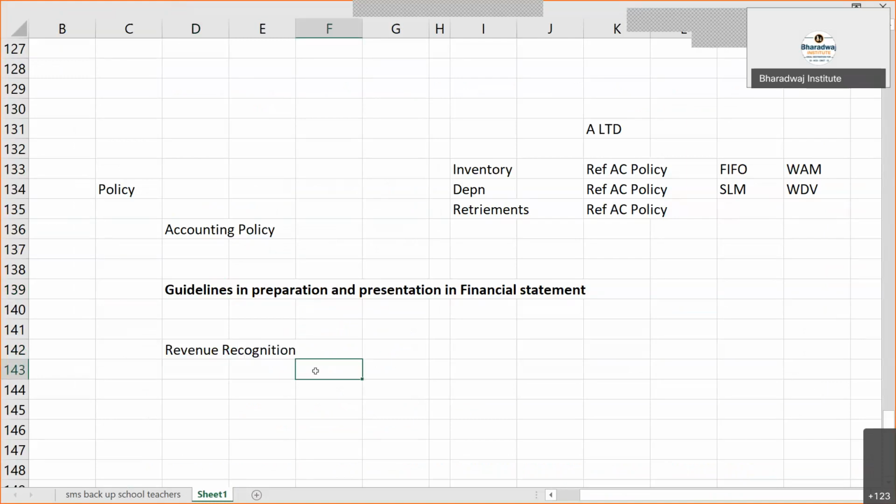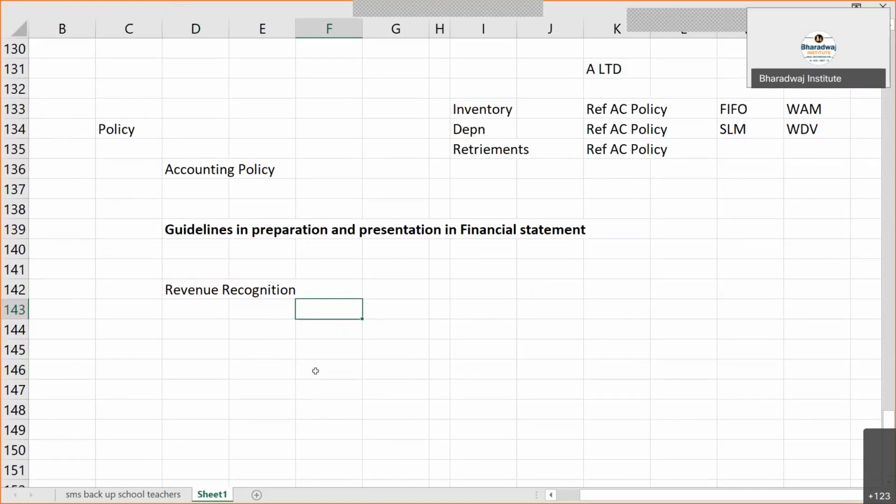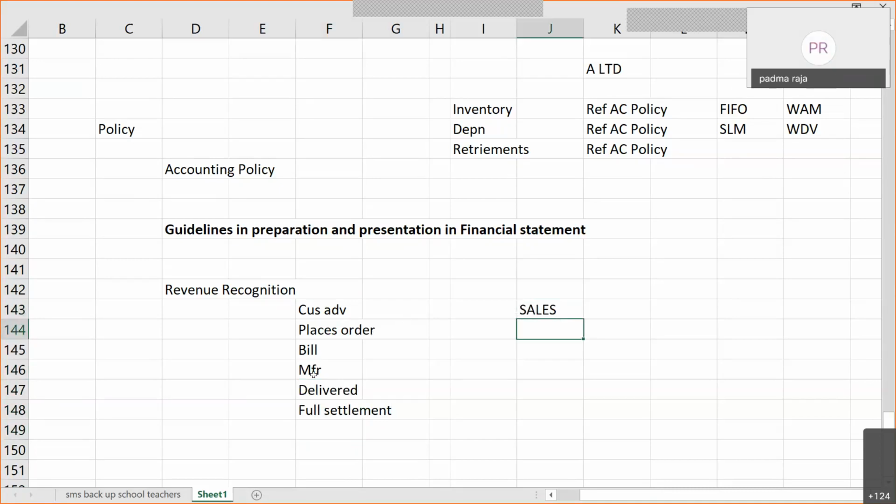Okay. Let me give you different dates. You tell me on what date the revenue will be recognized. Customer pays advance. Customer places order. Customer is given a bill. Goods are manufactured. Goods are delivered to the customer. Then full settlement is made. Okay. When will you recognize income? When will you recognize the sales? First point? When the goods are delivered, sir.